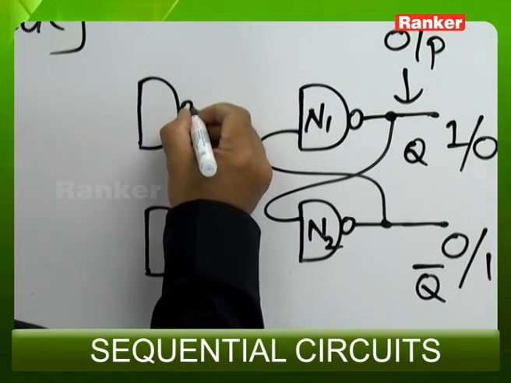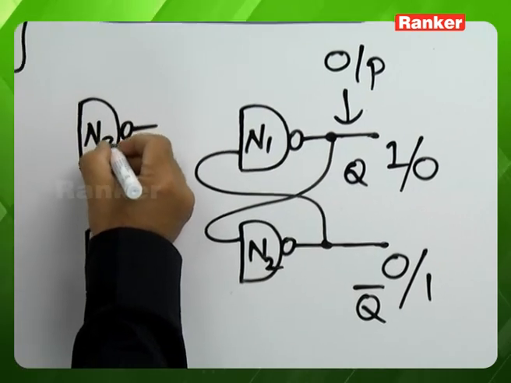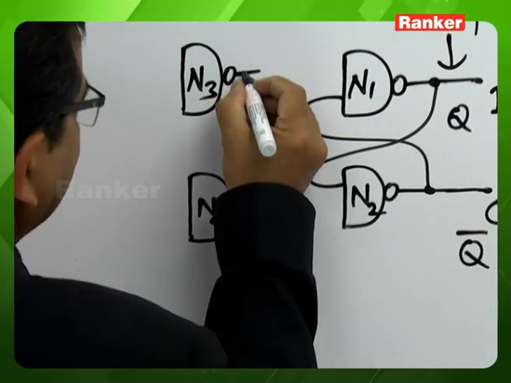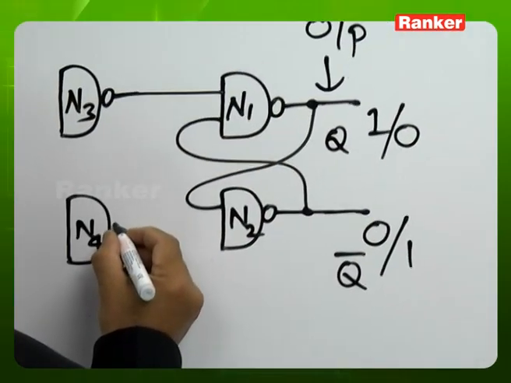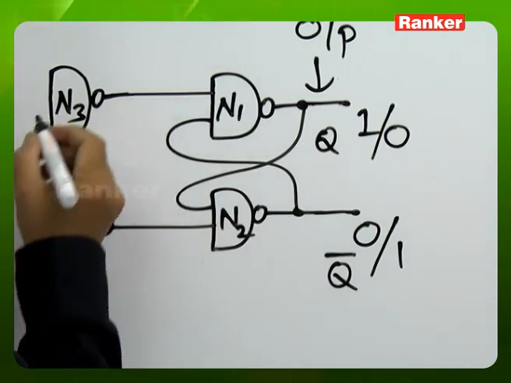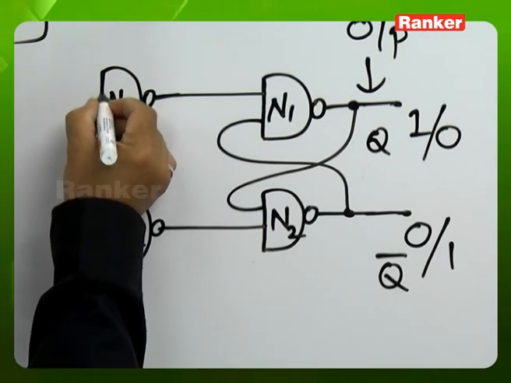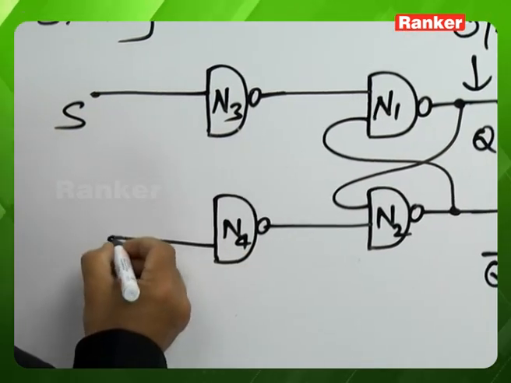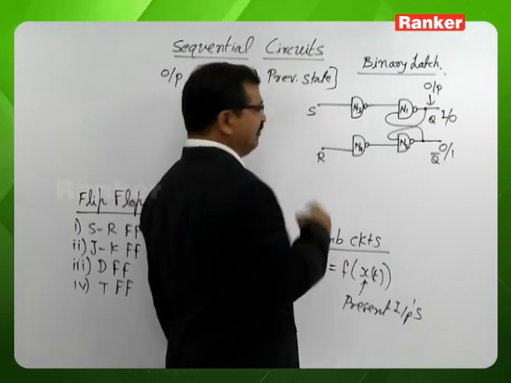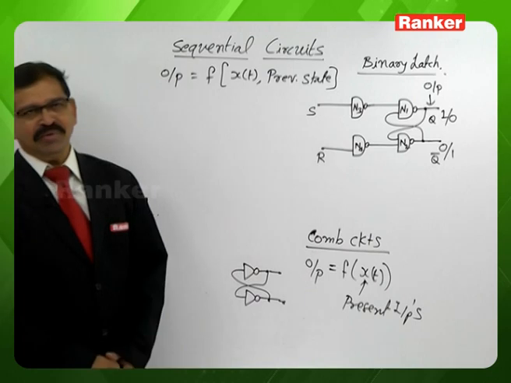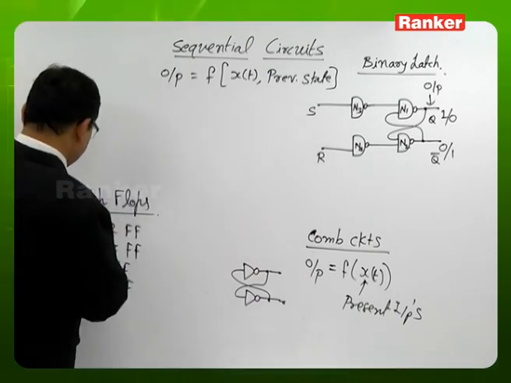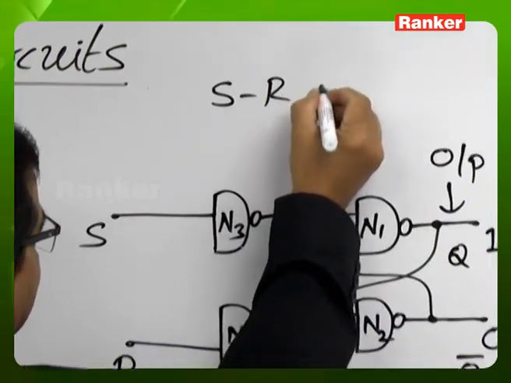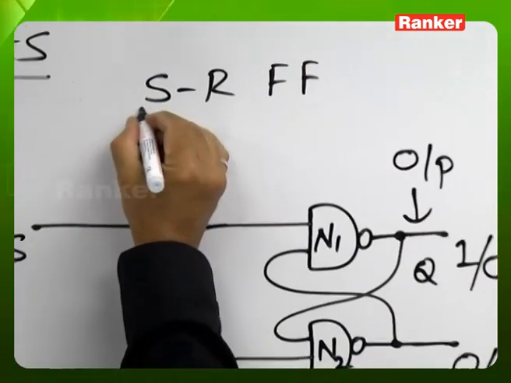We are using here 2 more NAND gates. Let us name this gate N3, and this gate N4. Gate N3 output is the input of gate N1, gate N4 output is the input of gate N2, and the gate N3 input let us name the S input, and the gate N4 input let us name the R input. And this modified circuit we are renaming as SR flip-flop.